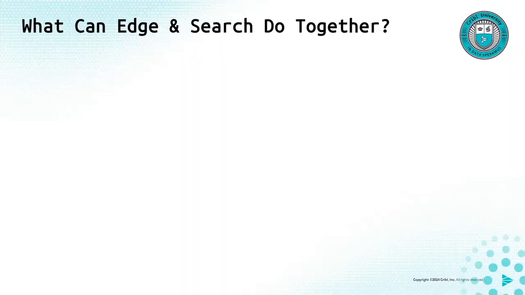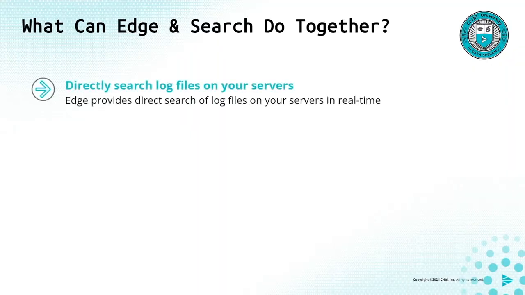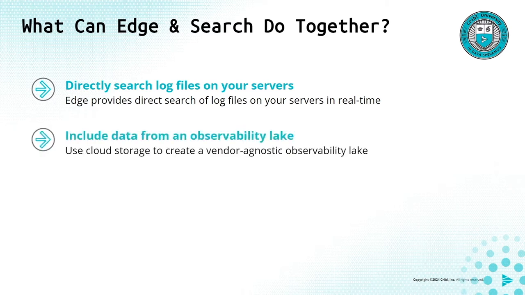So let's discuss what we can do when using Edge and Search together. First, Edge provides access to application files that can be used for real-time troubleshooting. These logs can be very important when trying to figure out what is causing a particular issue. By using Cribl Search, you now have the ability to query those files and find the issue. Search can also augment real-time data queries with data stores from observability lakes.